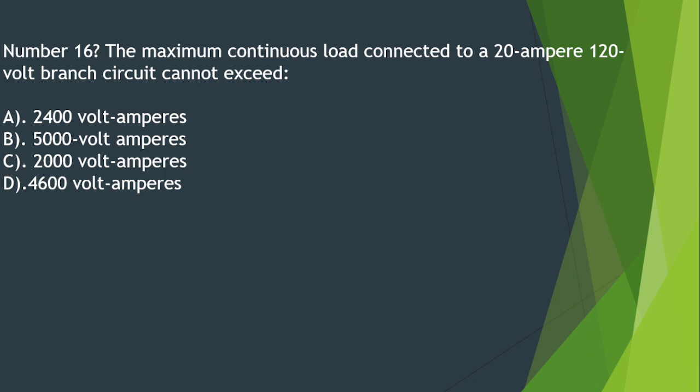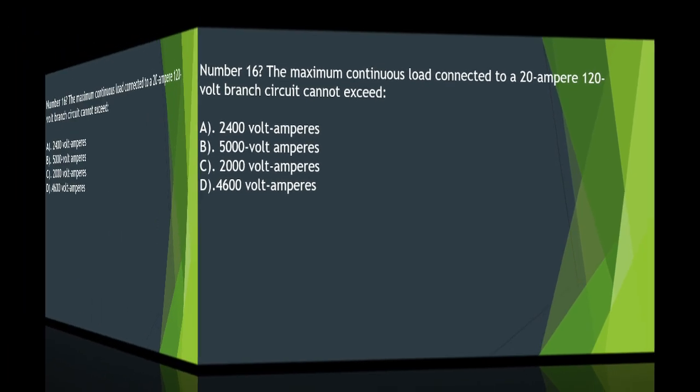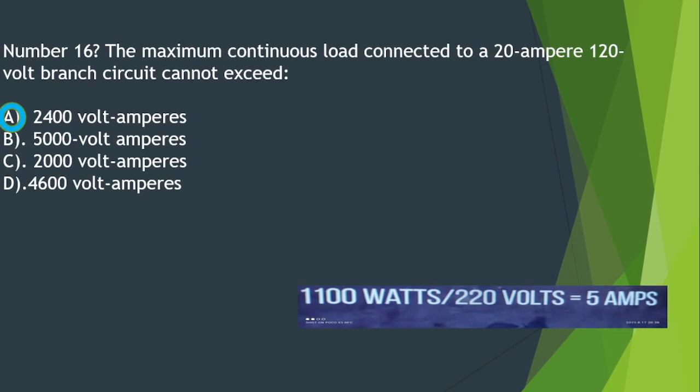Number 16. The maximum continuous load connected to a 20 ampere 120 volt branch circuit cannot exceed A. 2400 volt amperes, B. 5000 volt amperes, C. 2000 volt amperes, D. 4600 volt amperes. The answer is A. 2400 volt amperes.